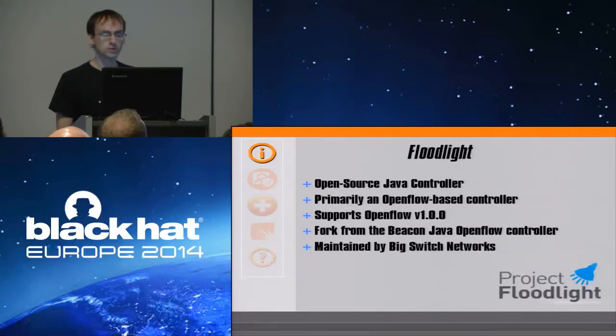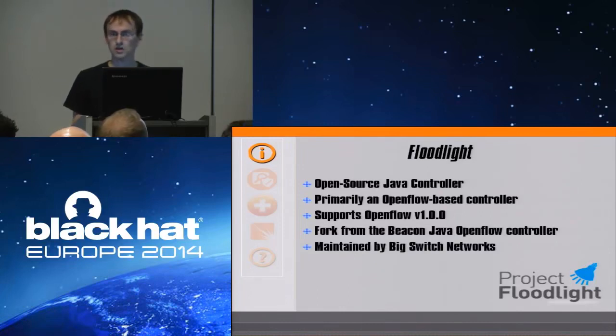Okay. So first off, Floodlight. It is an open source Java controller, primarily an OpenFlow based controller, supporting OpenFlow version 1.0. It is a fork from the Beacon Java OpenFlow controller maintained by a single outfit, Big Switch Networks. Okay. In fact, it is the basis for their commercial product, Big Switch Fabric, which is getting a lot of press right now.